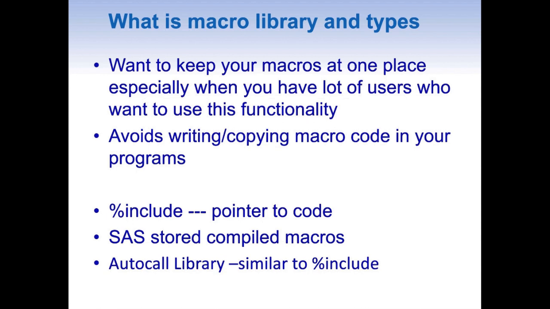This kind of thing is not good in any organization. There are three ways to create a macro library. The first one is %include. %include is nothing more than a pointer to our code. The second one is SAS stored compiled macros, wherein we compile macros and store them in a particular location. The next one is the autocall library, and this is very similar to %include, but it is a little different. We will discuss all those in upcoming slides.